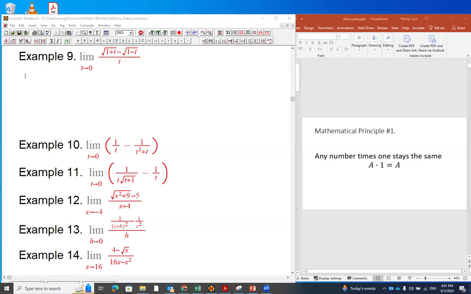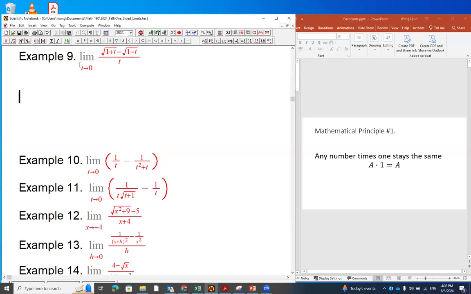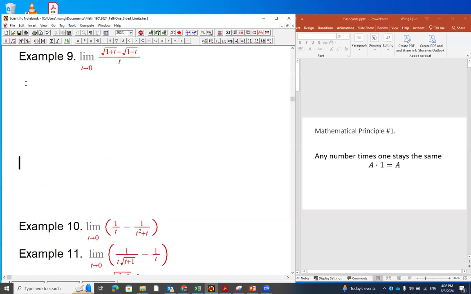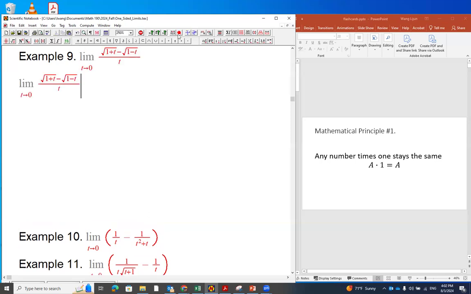All right, we continue the examples. We have the flashcards right next to us. Let's look at example number 9. Obviously, we cannot do direct substitution. We cannot do quotient rule, quotient law. And the obvious choice is rationalization, rationalizing the numerator, right?